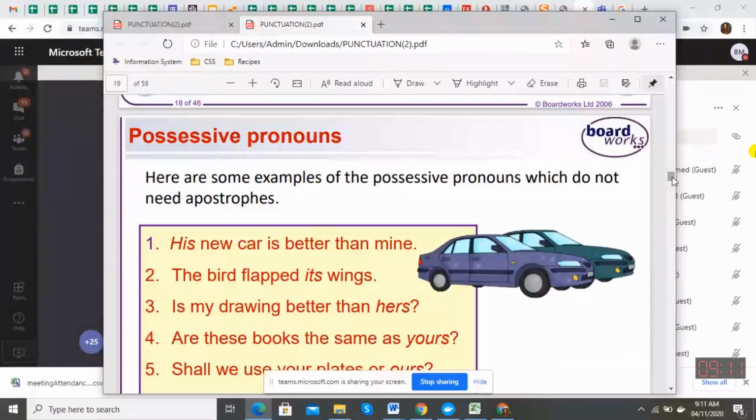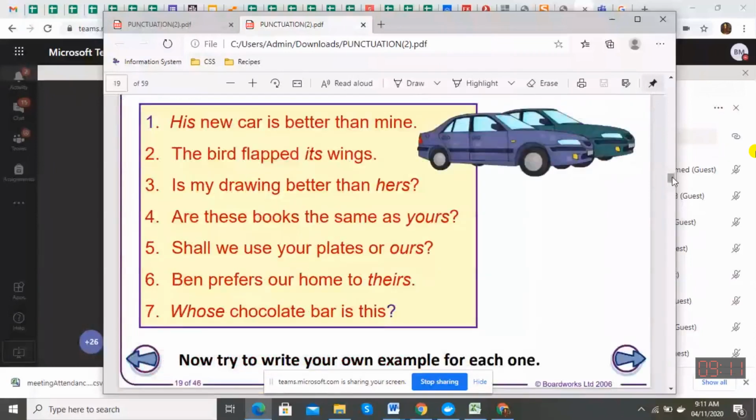So, possessive pronouns we have already discussed. His new car is better than mine, where we do not write "his". We have read possessive pronouns, rather than "he is" or "he's": his new car is better than mine. The bird flapped its wings. Is my drawing room better than hers? Are these books the same as yours? Shall we use your pets or ours? Ben prefers our home to theirs. Whose chocolate bar is this?